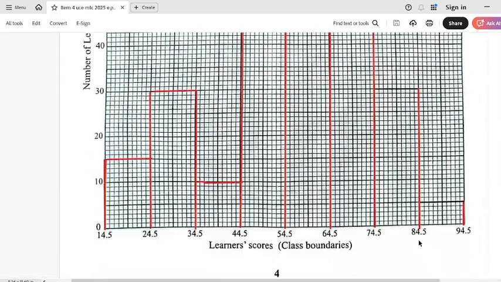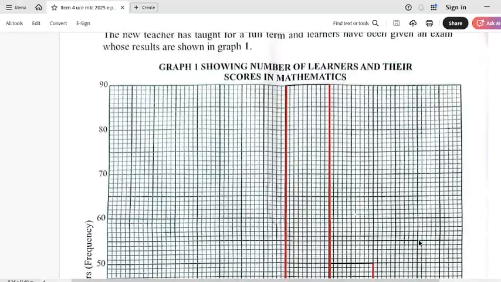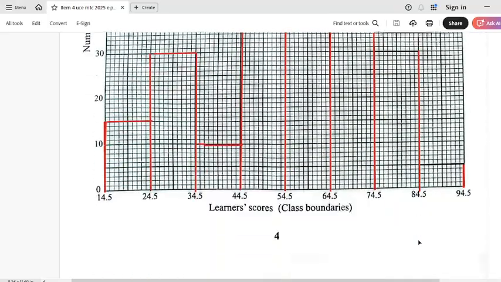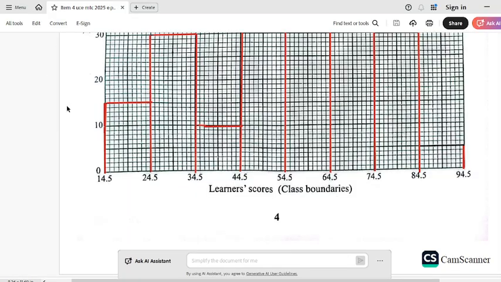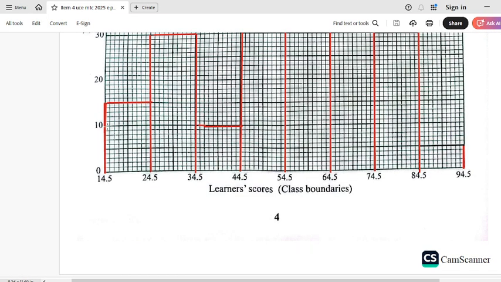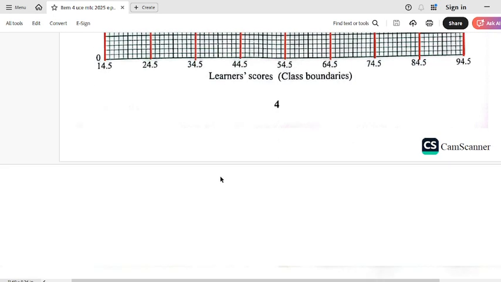Now, this is our graph. On our graph, we have the frequency and the class boundary. That means we must use those two given pieces of data to fill the frequency distribution table, so that we can pick out the summation of fx divided by the summation of f, so that we can come up with what we call the mean.